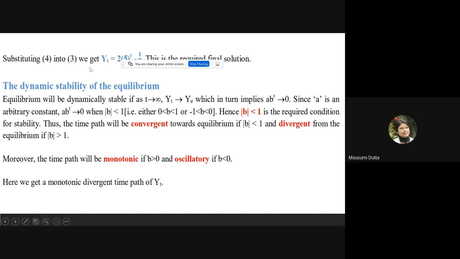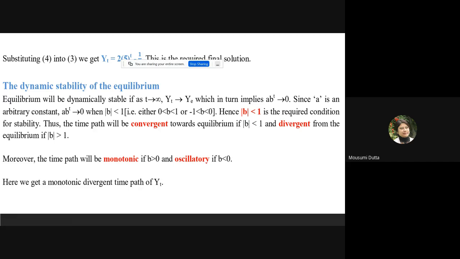So mechanically, I hope everybody could solve this kind of problem and find the time path of the concerned variable. However, some students have some doubt: what is the role of these 2 and 5, that is, what is the role of A and B, etc.? To understand that, please once again look at this particular stability condition.